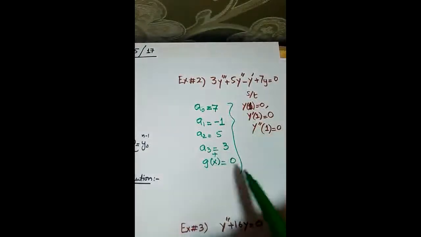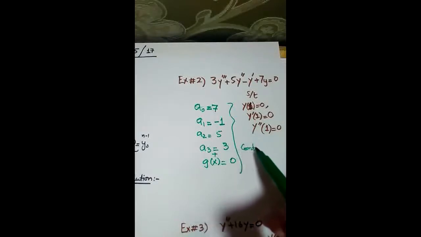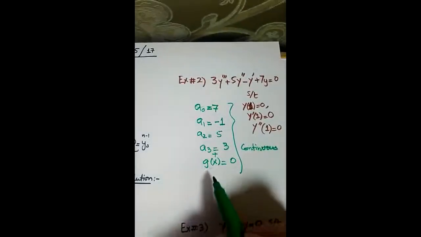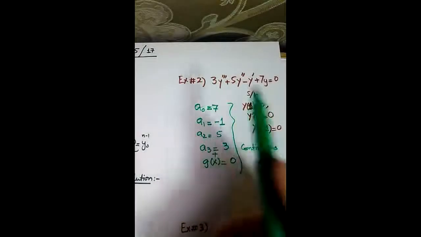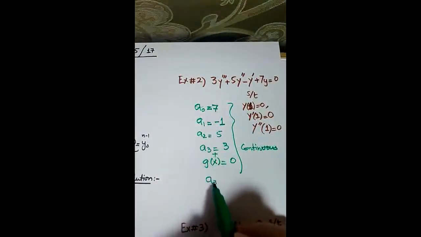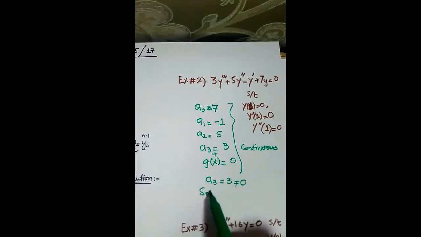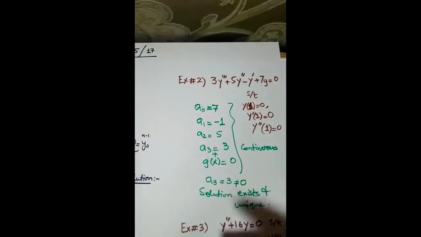So the first condition is that all of these are constants and continuous functions. The second condition is that the leading coefficient here is a3, and it should not be equal to 0. So that means the solution exists and is unique, right? Okay.